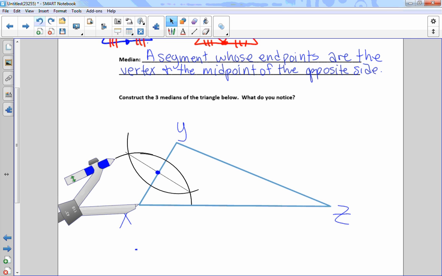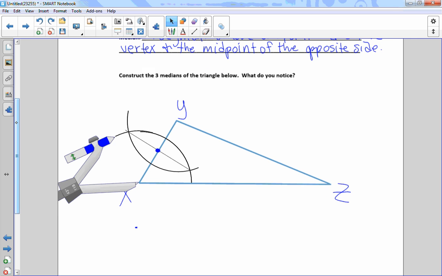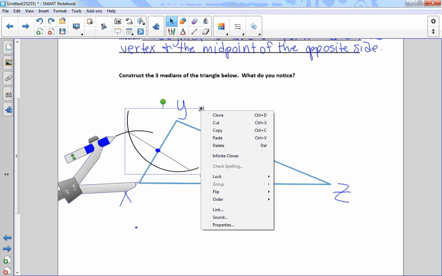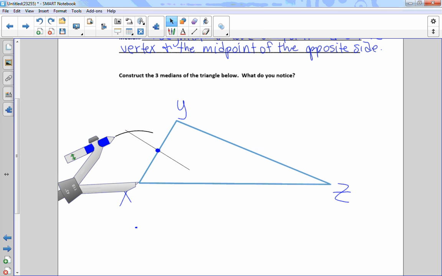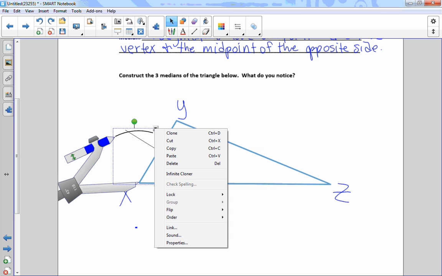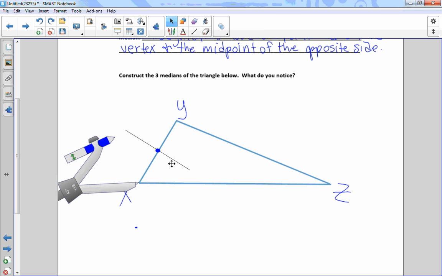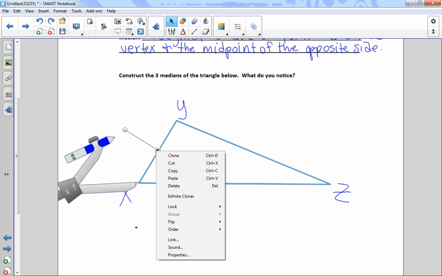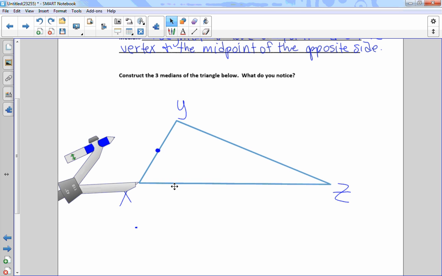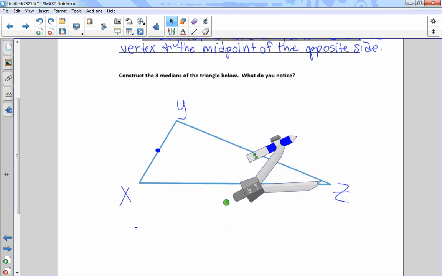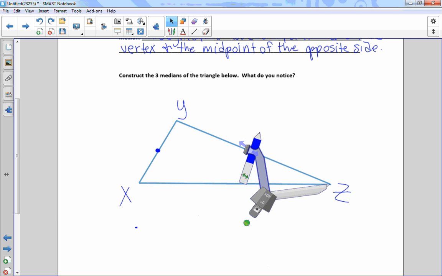Now the rest of it, delete. Delete. Delete. And delete. Now we need to find the midpoint between Y and Z. So do the same thing. Go a little more than halfway.